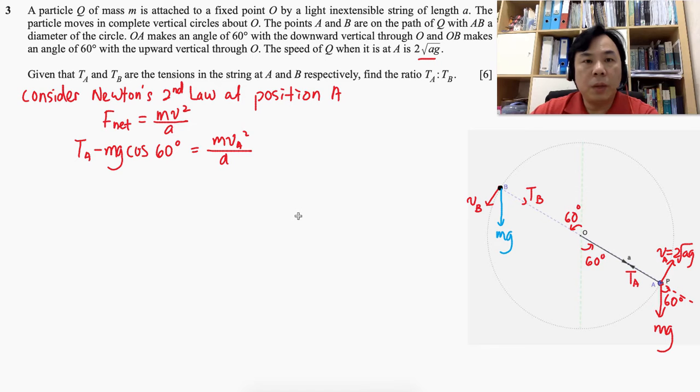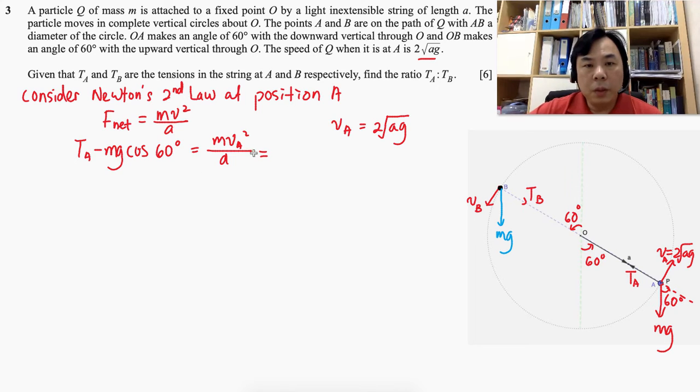All right, divided by A there. Okay, so I hope that is clear at this point. Now all we need to do is just substitute all the information that we have here. So first of all, we can substitute this information. We know that the speed of particle Q at position A is given by 2 root AG.